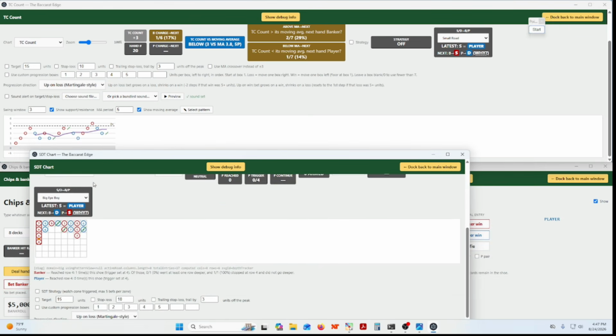As this shoe is charting the TC count, you can also go over here to the SDT chart, as you can see, and it's charting that also. There's no way you can look at this chart and tell you got resistance right here at that looks like that's +4. That's +4. How I came up with this, and everybody knows this count.